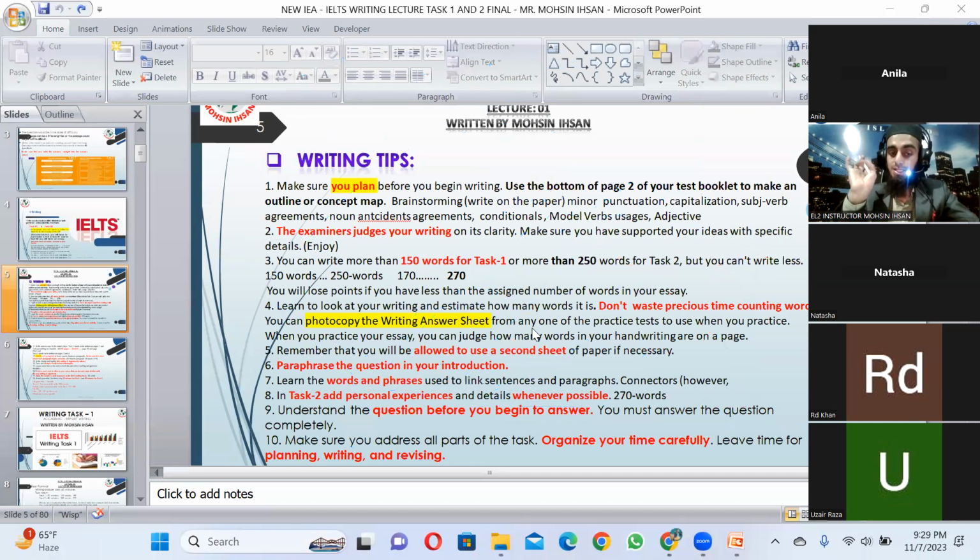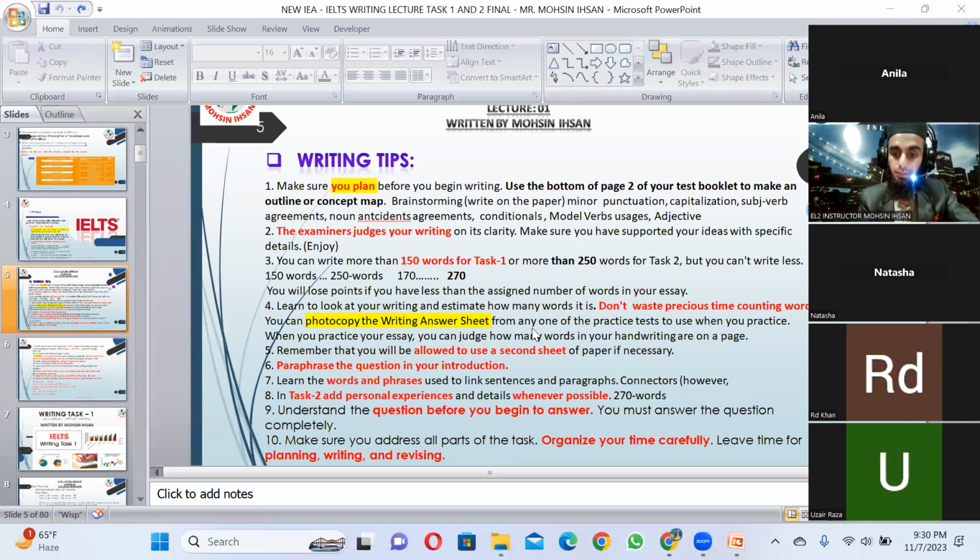Speaking and writing, this thing you have to keep in mind. Speaking and writing does not mean that you are supposed to only write whatever you have in mind, or only speak whatever you have in mind. No, you must be very to the point, very relevant to the question, right?